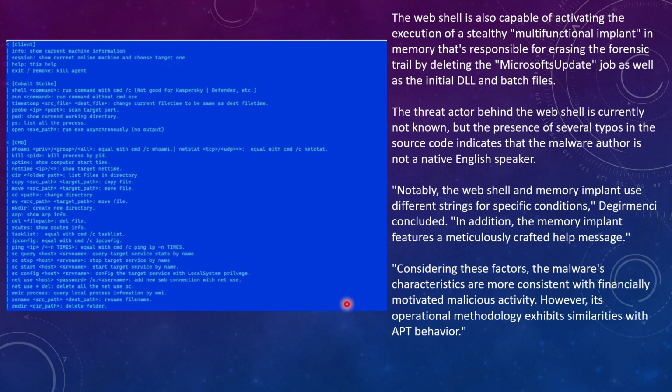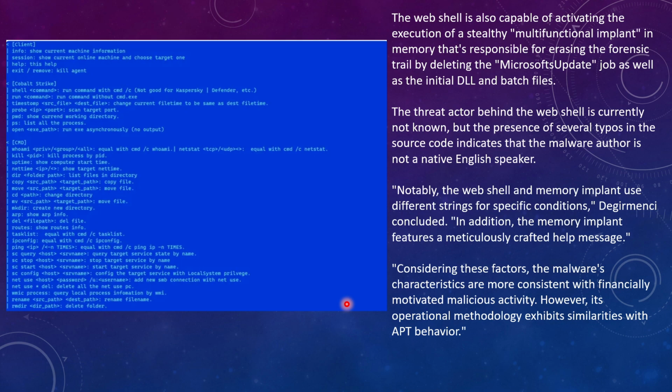So this is how the interface looks, folks. I will be pausing and explaining the next part, where the web shell is also capable of activating execution of a multifunctional implant in memory, which is responsible for erasing the forensic trails by deleting the Microsoft Update job as well as the initial DLL and batch files.